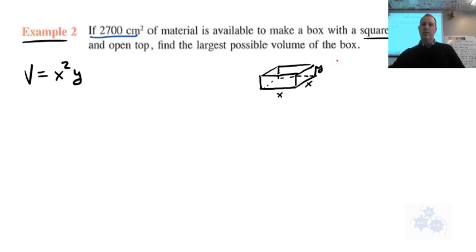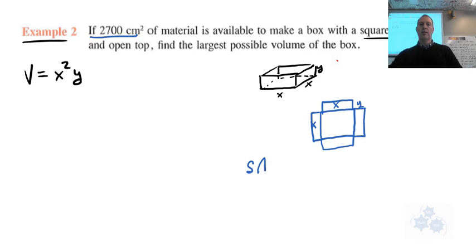So the material is available, and it's a square base with an open top. So this amount of material is made up of what? Well, we've got a square base here. That's x by x. And we've got basically four sides, right? So it'll kind of look like this, and like this. And y is this dimension right here. So the surface area of this box is x squared plus 1, 2, 3, 4 xy. Very good.